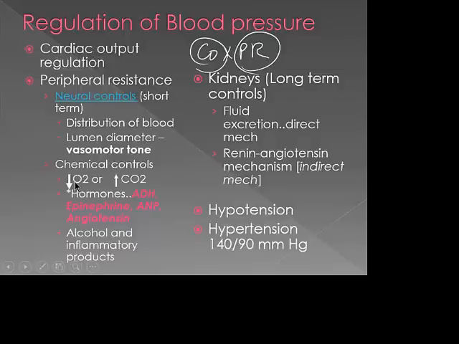Anything which decreases oxygen or increases carbon dioxide has an effect on the resistance. A decreased oxygen to any tissue means you want the tissue to dilate so that more blood can go there, so that it can snap up as much oxygen as there is. Or if there's increased carbon dioxide, again, you want to remove all that carbon dioxide from that area so that it can be removed from the body.